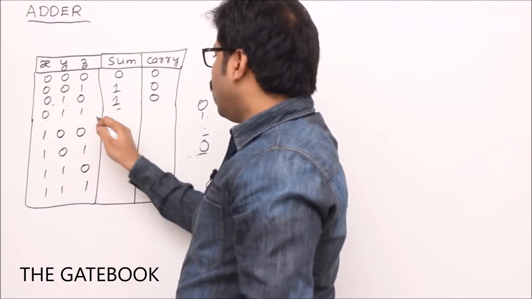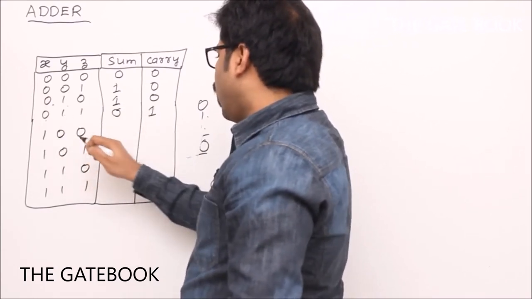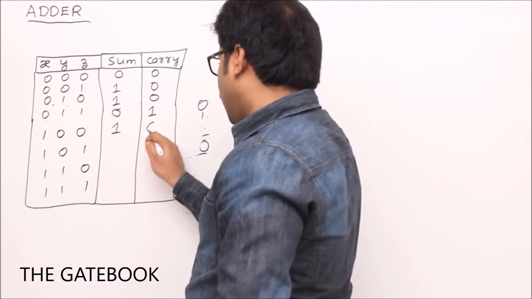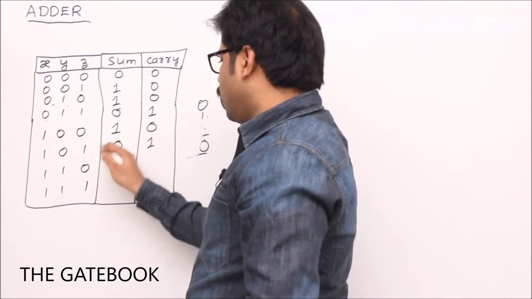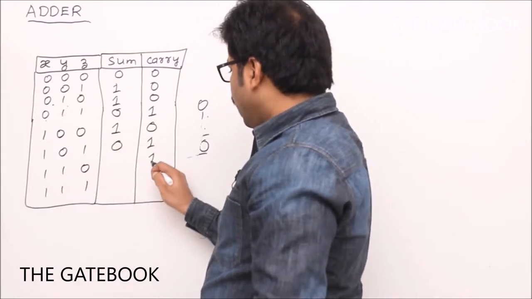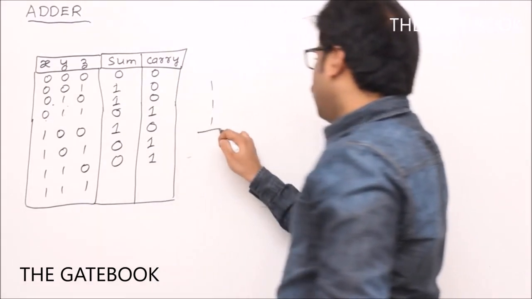Right. So 0 plus 1 plus 1, sum is 0, carry is going to be 1. When you have 1 plus 0 plus 0, sum is 1, carry 0. 1 plus 1, there is a carry 1, but sum is 0. 1 plus 1, again there is a carry, but sum is 0.